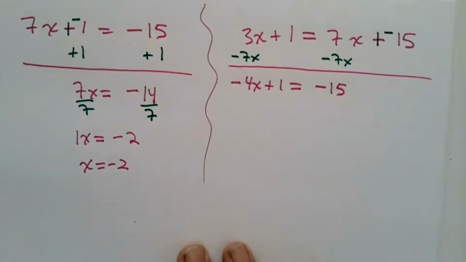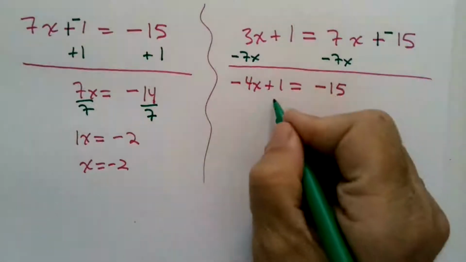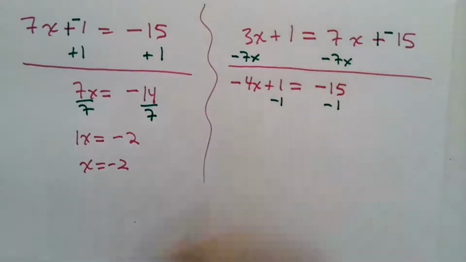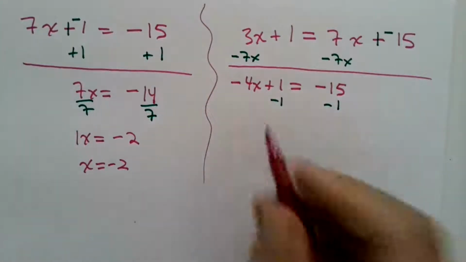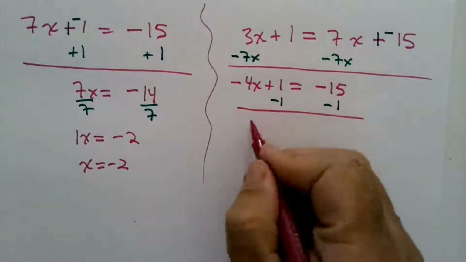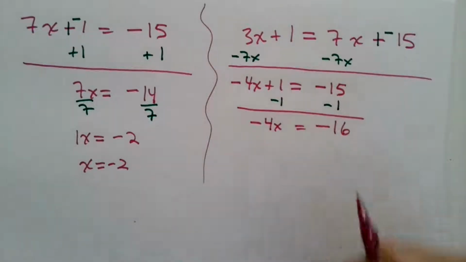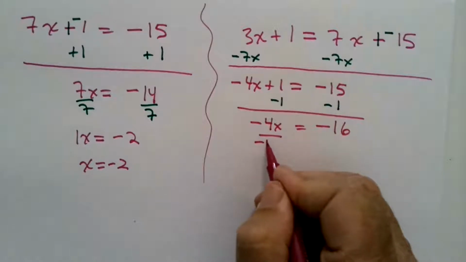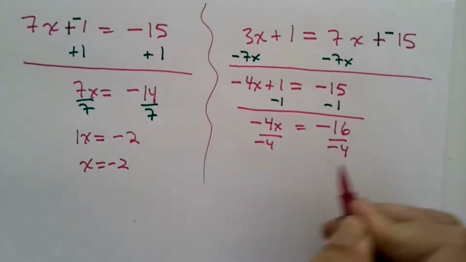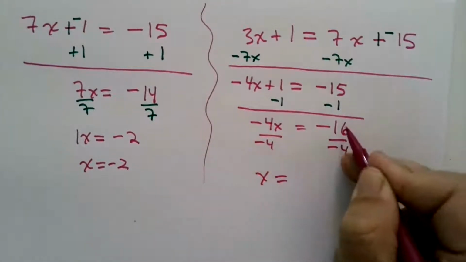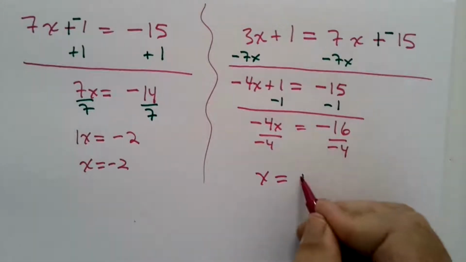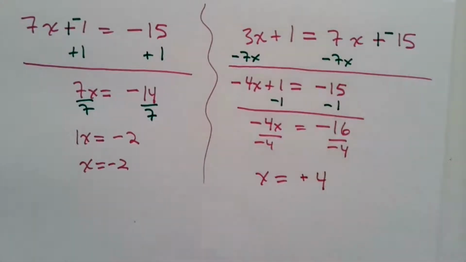This looks like a standard two-part equation. So we'll get rid of the addition first, add negative 1 to both sides. Now we have negative 4x equals negative 16. We divide both sides by negative 4. We get x is a negative divided by a negative is a positive. 16 divided by 4 is 4.